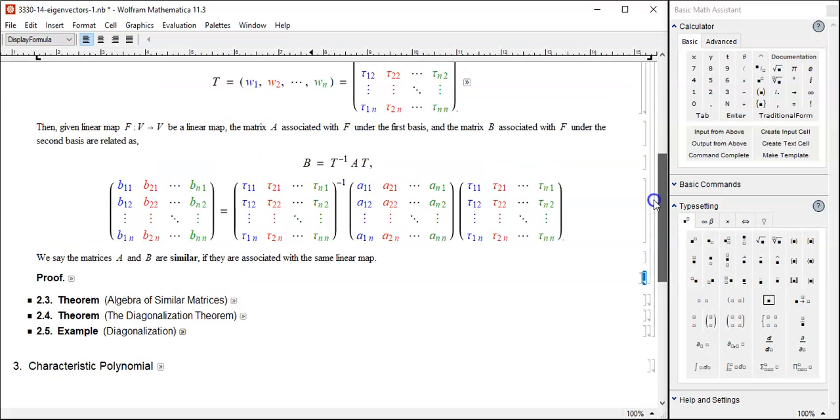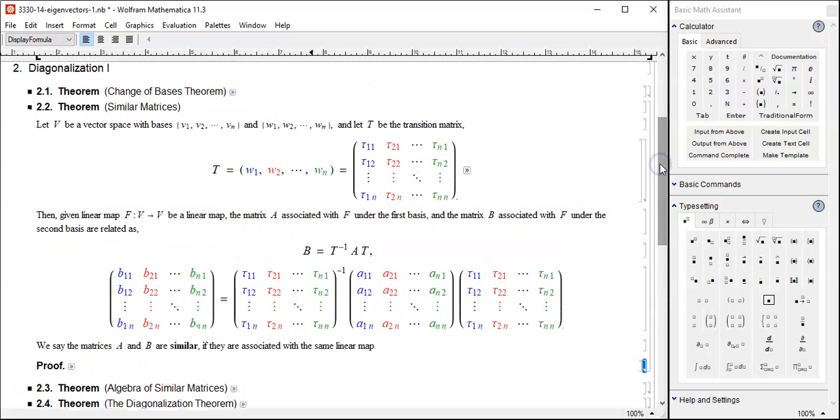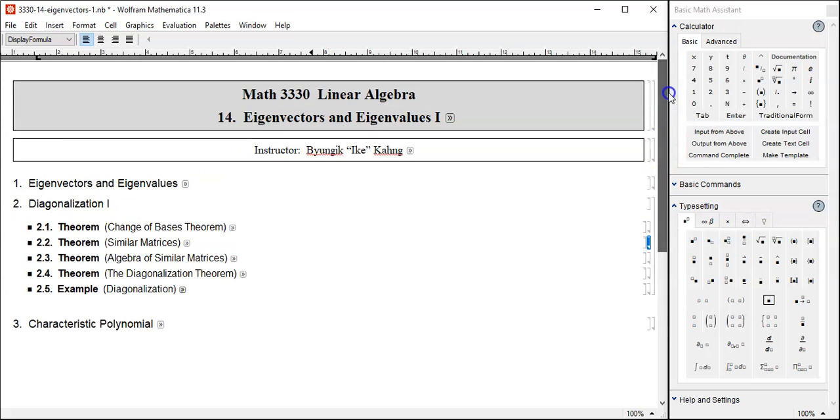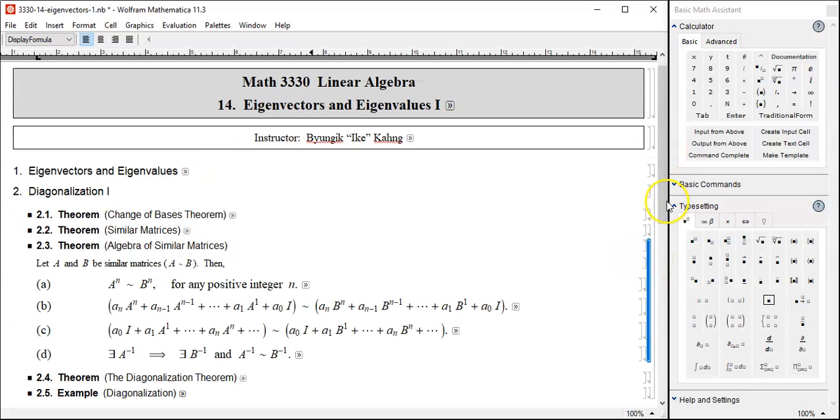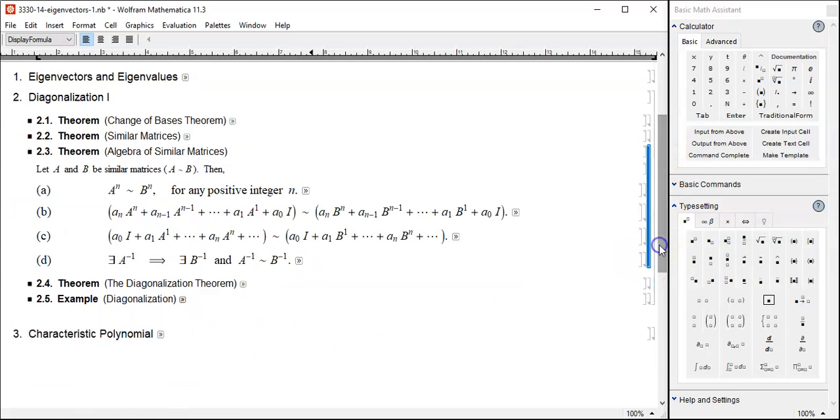If you could follow, great. Even if you don't, just remember the result. We have this similar result. Okay, now algebra of similar matrices.